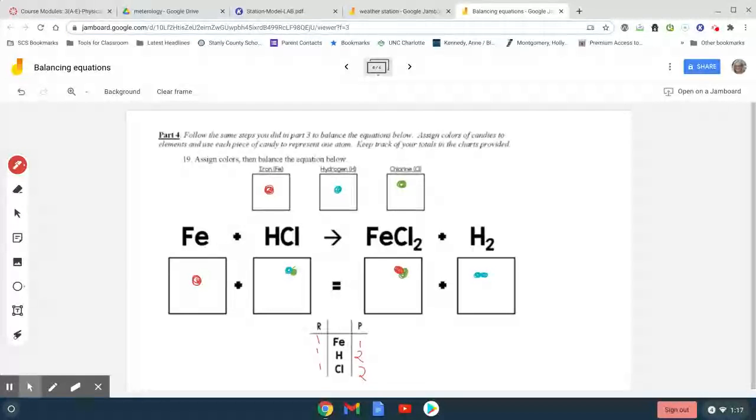Alright, so in order to get 2 chlorines over here, I have to add another green. Well, to get another green means I also have to add another blue because they are attached together. Alright, so now I have 2 hydrogens, I have 2 chlorines, and it is balanced. But this, I have 2 things here. I need to put a 2 here. All right, so that should be balanced.